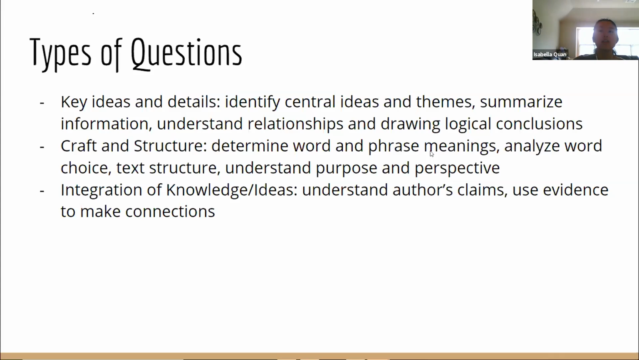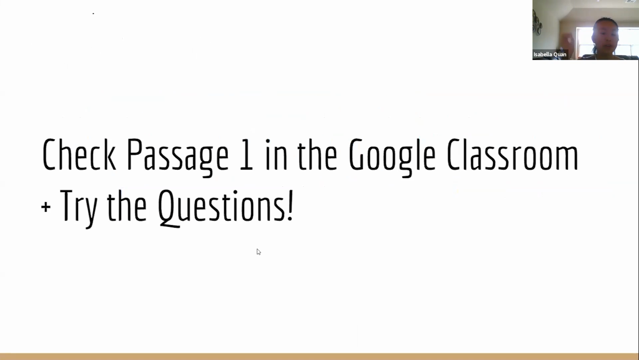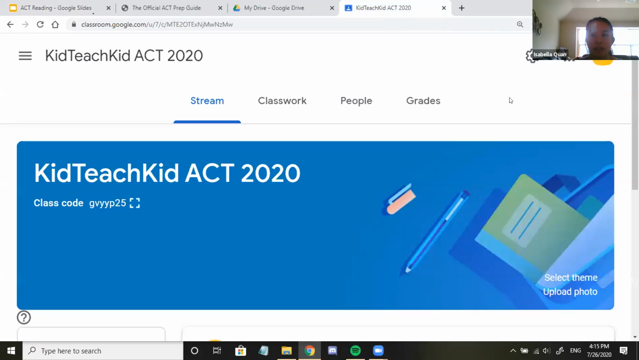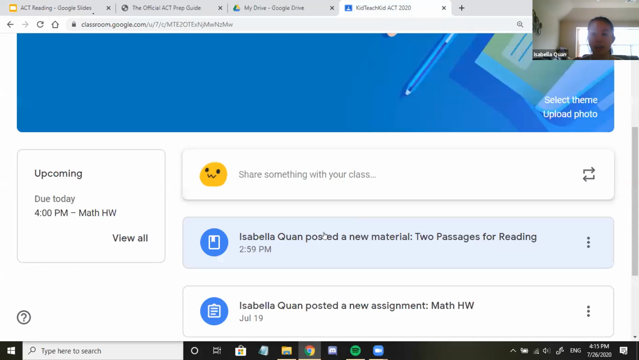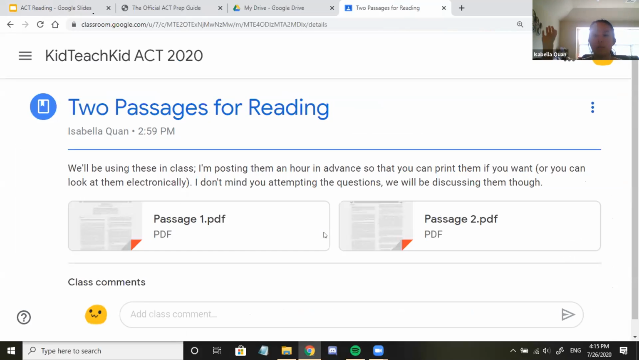So now, this is where the Google Classroom is important. I know I've just been using it to assign homework, but here you go. If you check the Google Classroom, where there's the handy dandy code, if you still haven't joined, I did post some material about an hour ago. If you wanted to print them, you could have done that. I don't mind you attempting the questions in advance. We are going to be discussing these though.